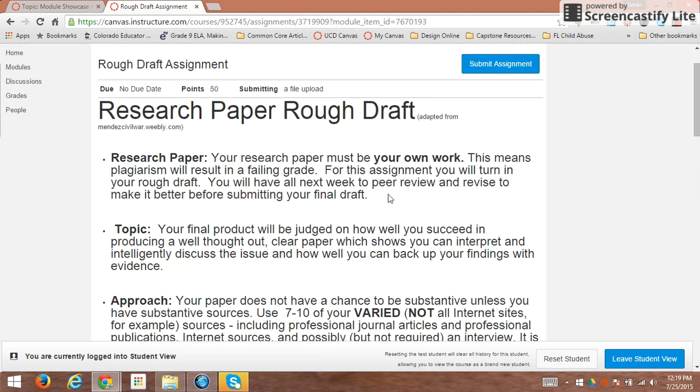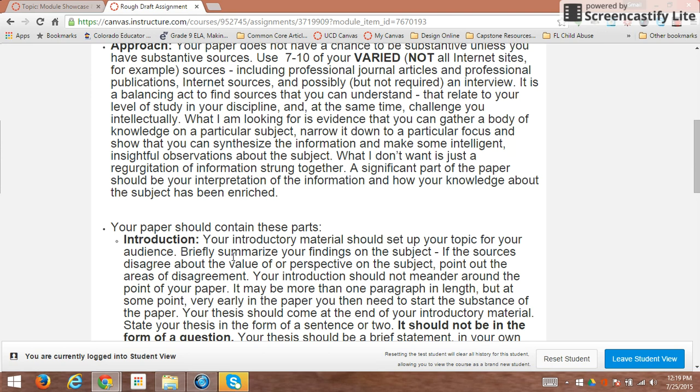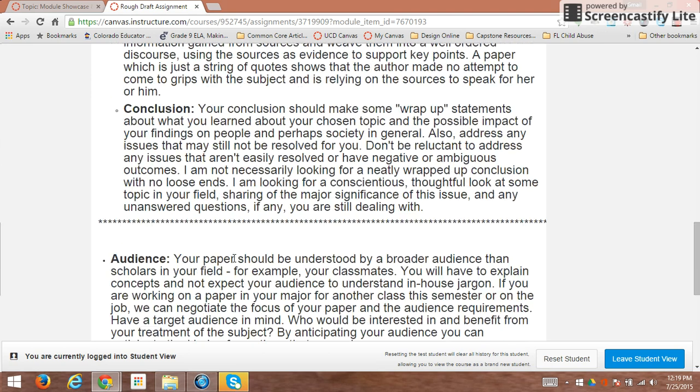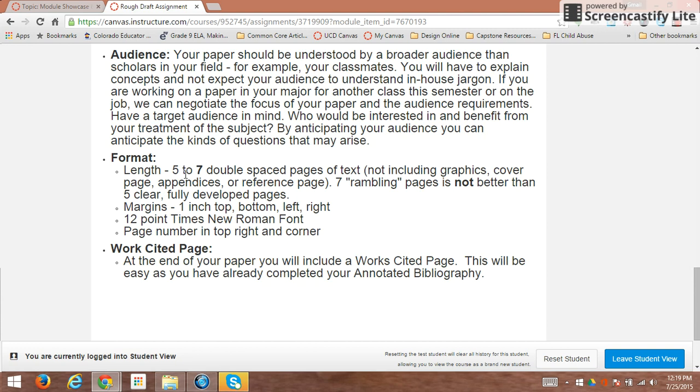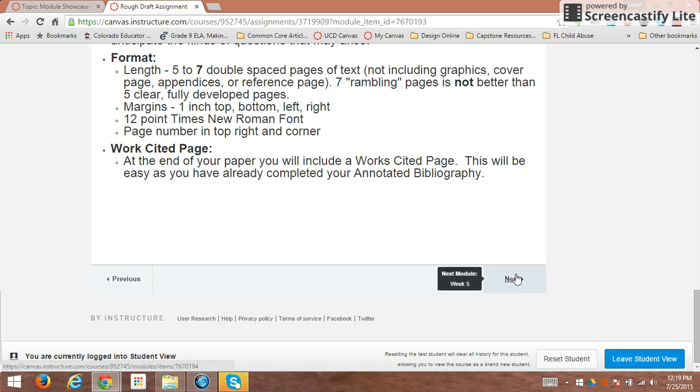And this just goes into a little bit more detail that we'll discuss in class about what the research paper is, a reminder about plagiarism, and so on of how I want their paper to be organized. And then, of course, the format of the paper, the instructions there, 5 to 7 pages, the works cited page at the end. And again, this will be something that we go over in class. We go over the exemplar, we analyze together, before they start writing.